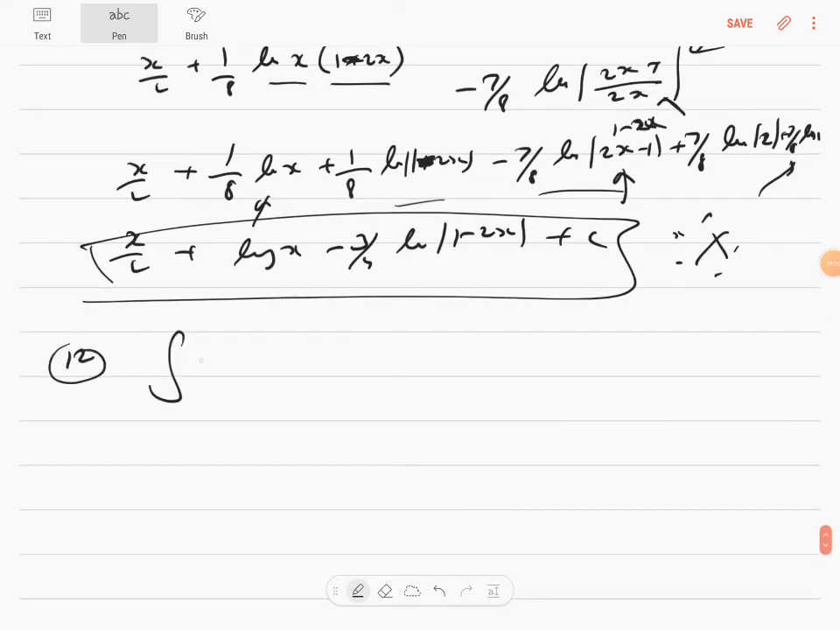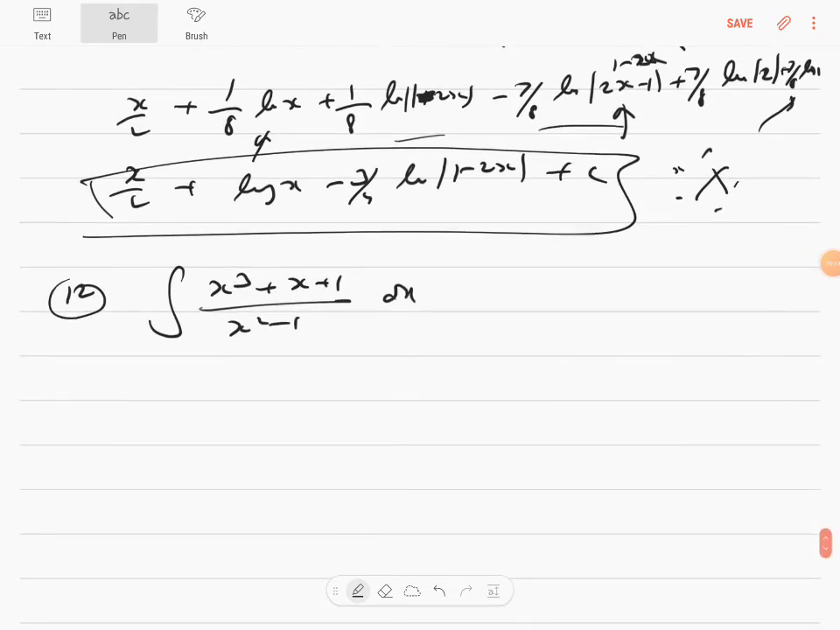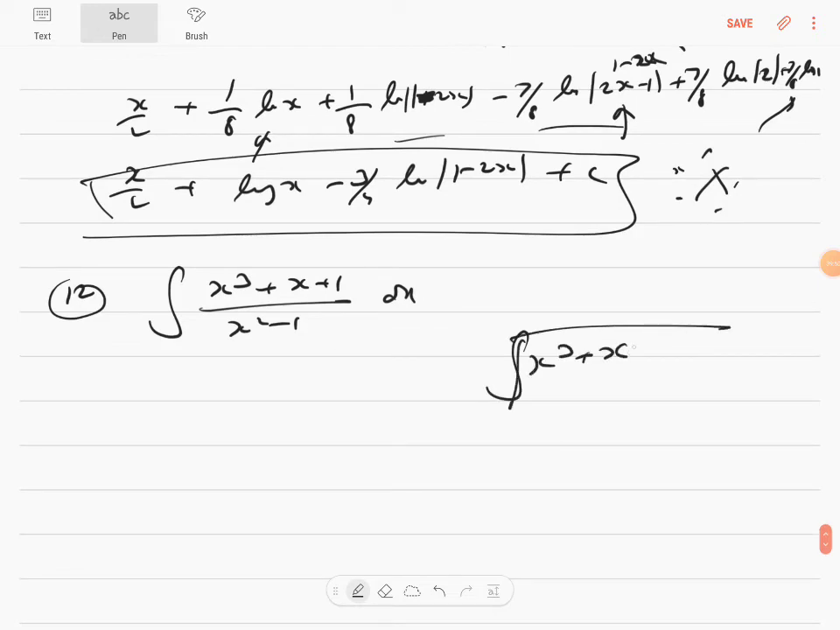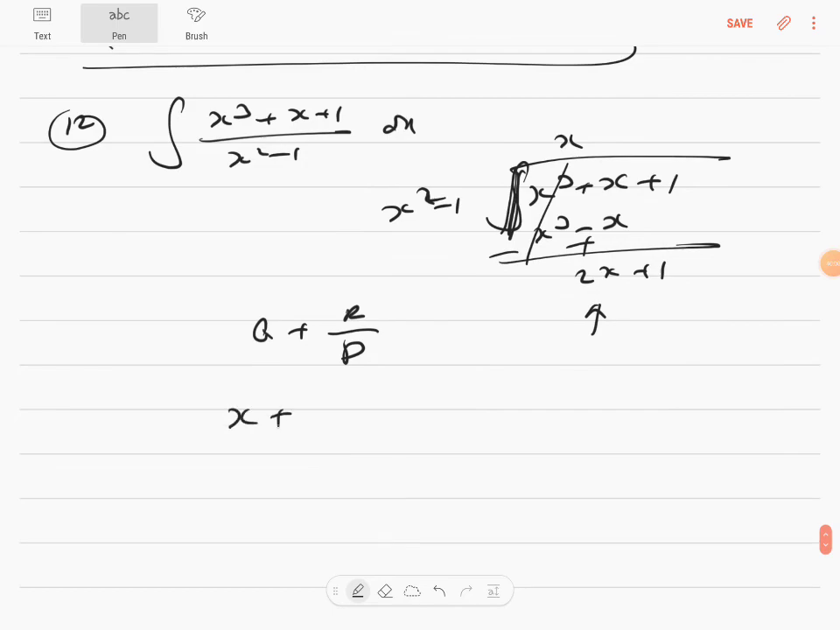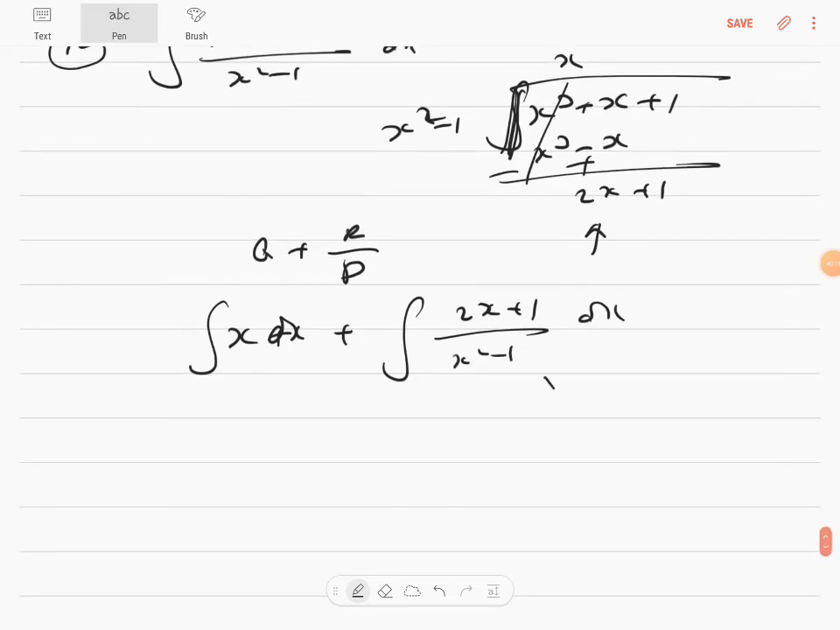So the next sum is x cube plus x plus 1 by x square minus 1 into dx. Immediately I know the numerator has greater power than the denominator, so I'll do long division. I'll divide it by x square minus 1, which multiplied by x gives x cube minus x. Change the signs, and this will be 2x plus 1. So I told you, quotient plus remainder by divisor, because now the power has become lesser. So the quotient is x plus remainder dx, plus the remainder 2x plus 1 by divisor x square minus 1 into dx. Now this becomes t dt, that's all.